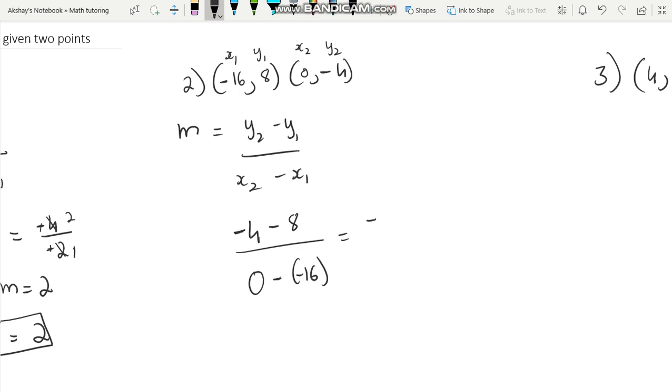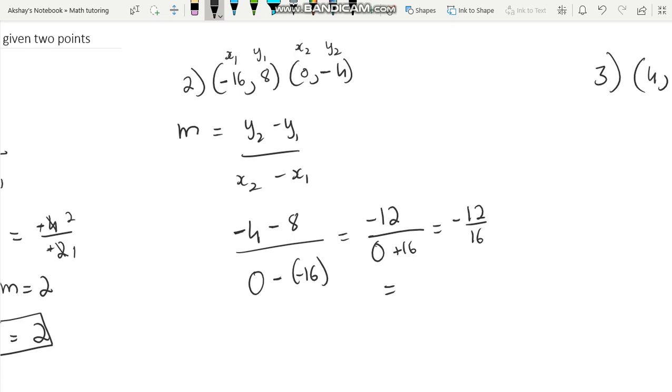I can expand this out. Negative 4 minus 8 gives me negative 12. 0 plus minus times minus 16 gives me positive 16. Hence I'm left with negative 12 divided by 16.